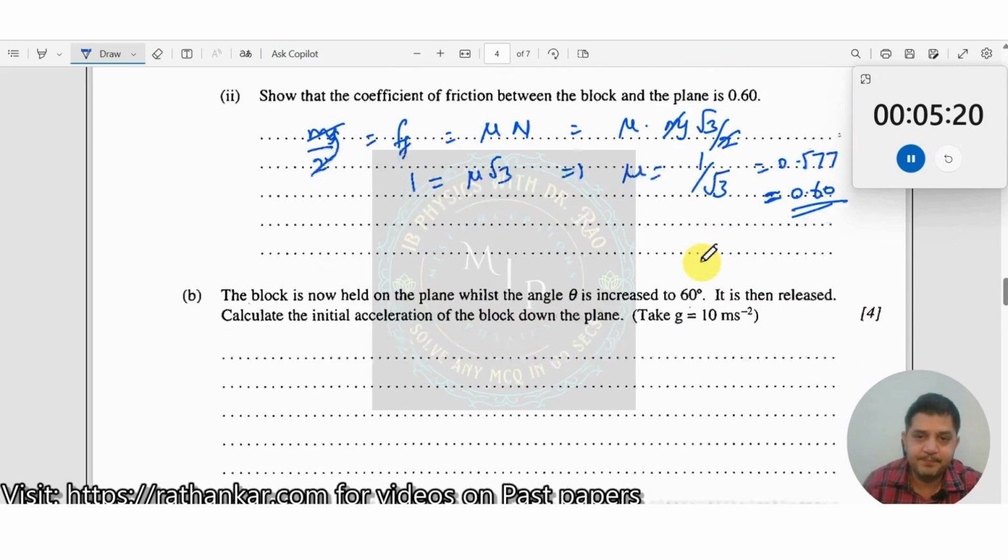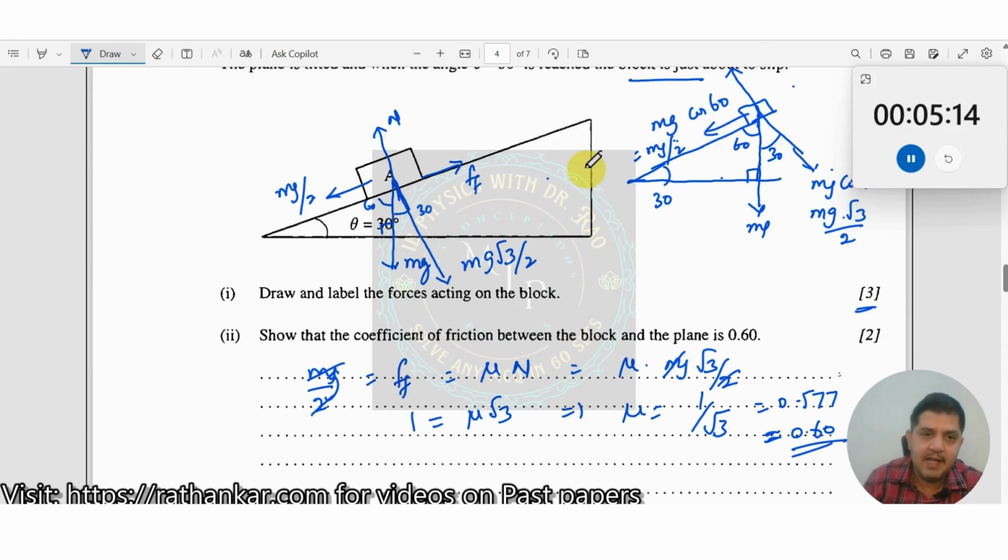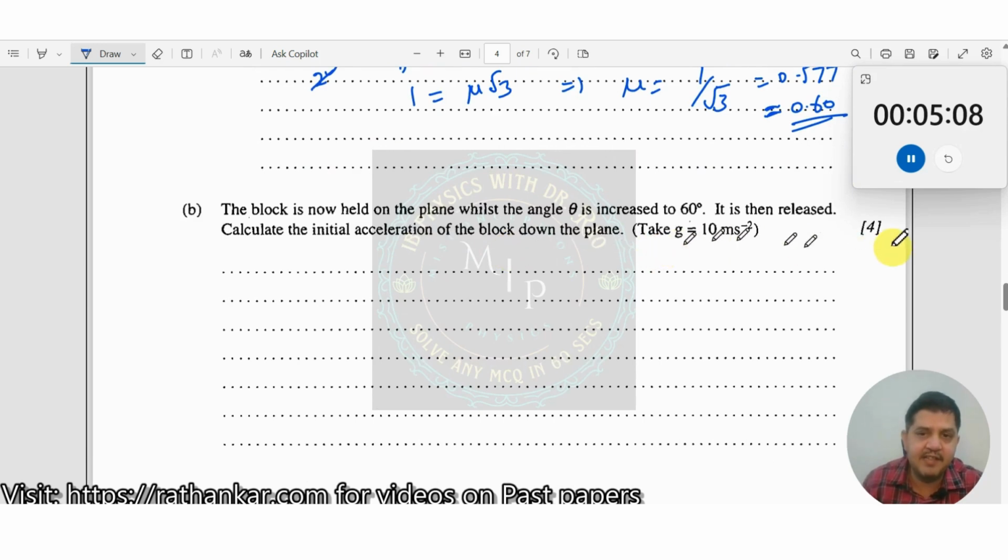Okay, next. The block is now held on the plane while theta is increased to 60 degrees. Now what is happening? The angle of the incline is made 60 degrees. It is made like this. So when it is made like that, the object is then released. Calculate the initial acceleration of the block down the plane.